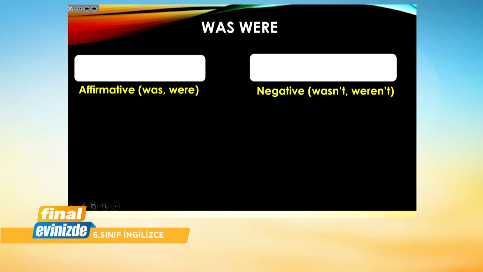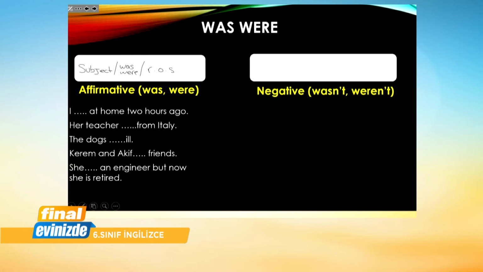Now we are going to learn how to build affirmative and negative sentences. It's basic. First, you need to put your subject plus to be, was, were, all right, and plus rest of the sentence. Okay, have a look at some examples.